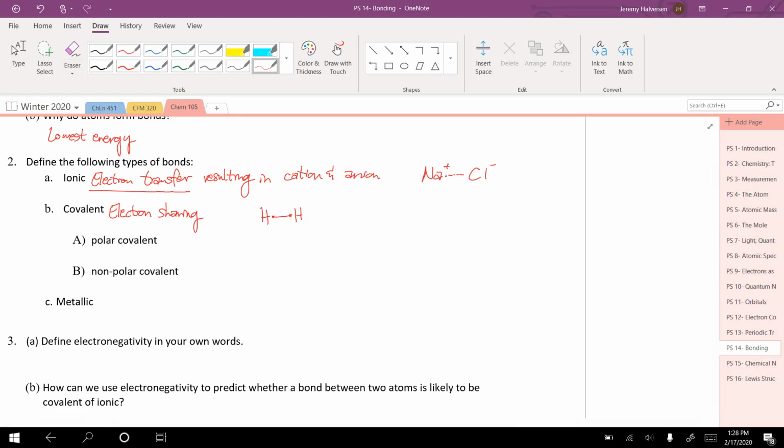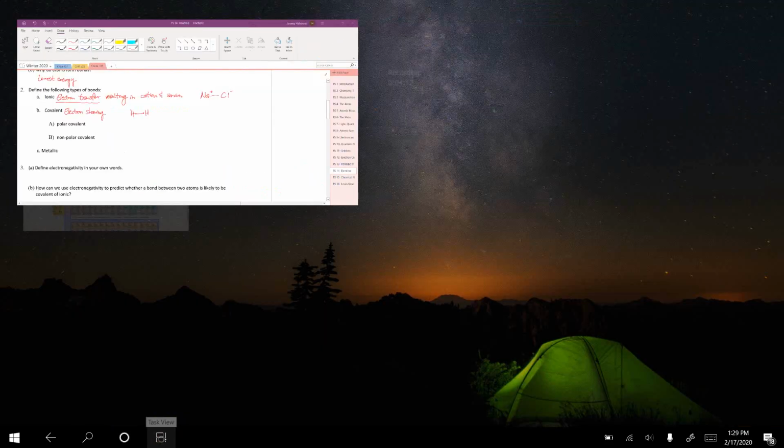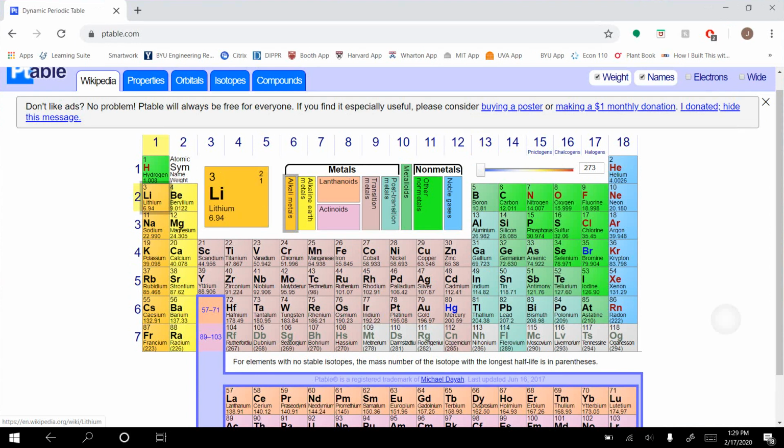Covalent is stronger than ionic, because it has to do with electron sharing. Now we break this down into polar covalent and non-polar covalent. Before we talk about that, we need to talk about something called electronegativity. So, if I look at the periodic table, we have previously talked about electron affinity. Electron affinity increases up and to the right, and it refers to how much an atom wants an electron.